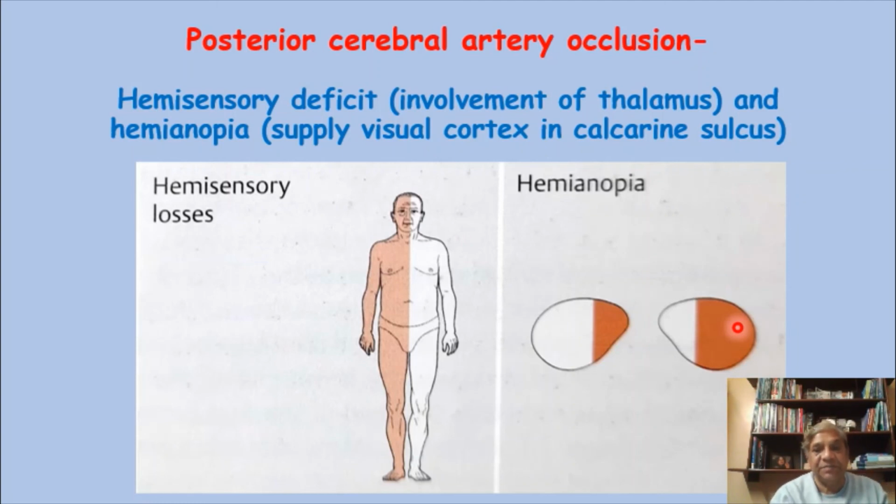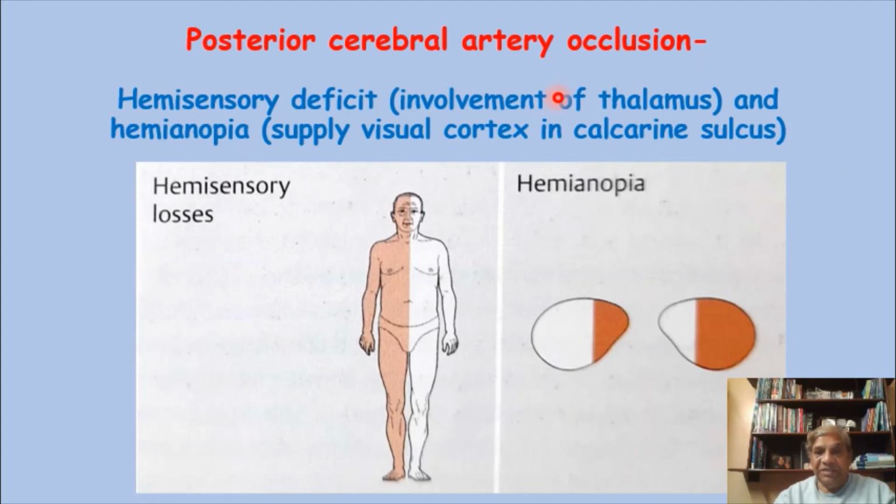blindness will take place in the other eye, because the cerebral cortex of one side, area number 17, is getting fibers from both the eyes. So the nasal half and the temporal half, for example, and this kind of visual loss is called hemianopia. So the posterior cerebral artery occlusion will lead to hemisensory deficit. Involvement of the thalamus also will be there.